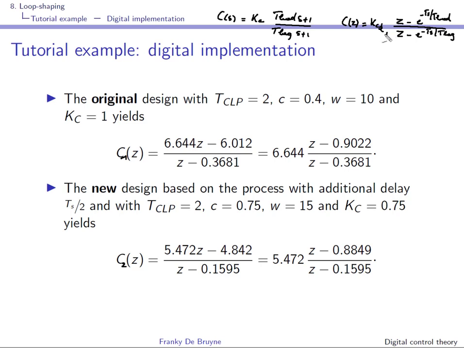And what is then done is that the gain is adjusted in such a way that the two controllers have the same static gain. If you do this for the original design, the original design based on the process without a delay, this is the discrete time controller that you obtain. And if you do this on the new design, with the process with the additional delay of Ts/2, you'll end up with this discrete time description of the controller.